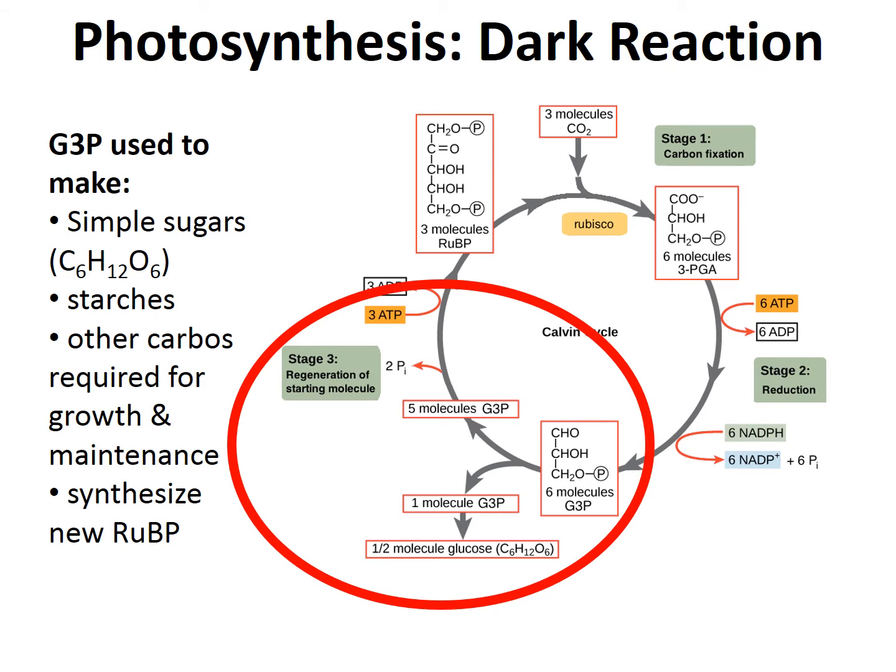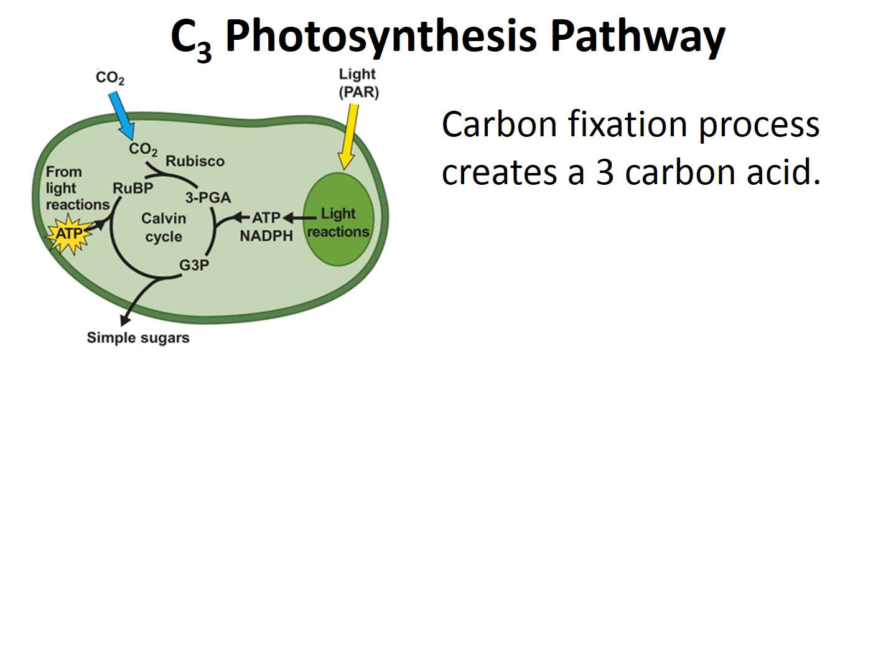One really interesting thing too is some of this G3P does not get shuffled into any of those avenues, but stays in the Calvin cycle and becomes ribulose bisphosphate, which takes us back to the beginning of the Calvin cycle. This describes the C3 photosynthetic pathway, the way that most plants on the planet do photosynthesis. In this process, carbon fixation creates a 3-carbon acid.